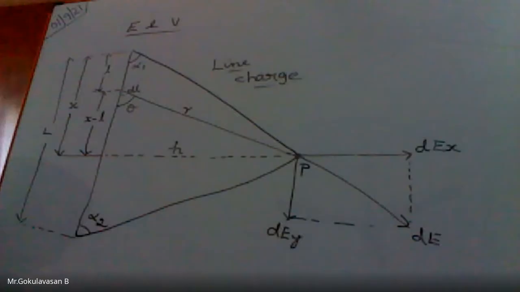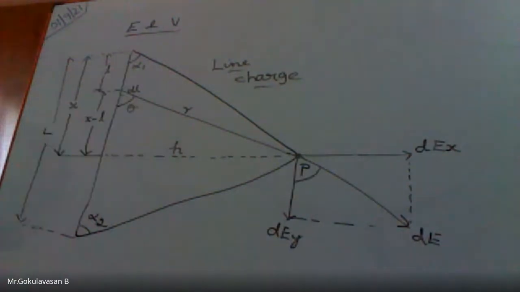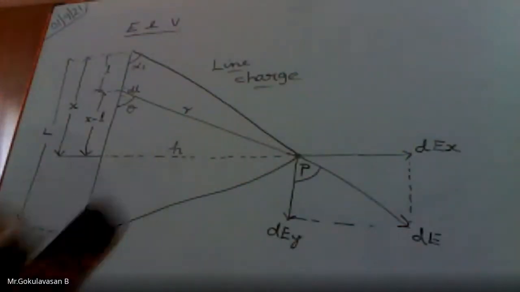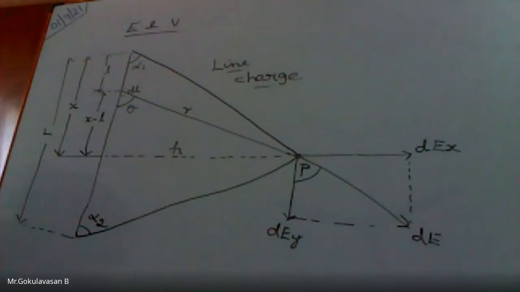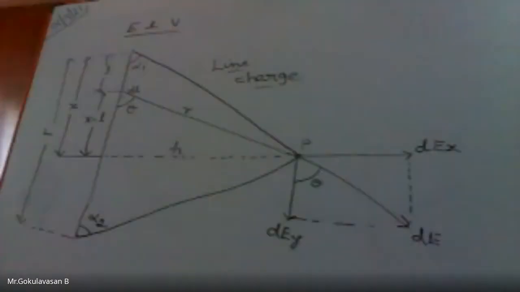Another point I want to convey is, if this angle is theta, then can anyone tell what this angle is? See, this point is actually P. The angle is theta again. Why is it theta? See, if this angle is theta, obviously I will get theta here. Is it okay?